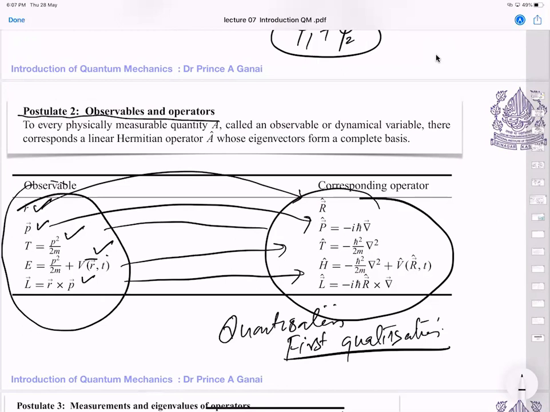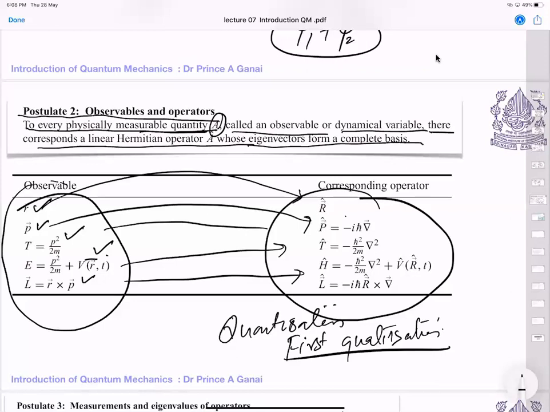And we know how position is represented through an operator, how momentum is represented by an operator. We've already done this in our previous lectures. Then all other physical quantities, being functions of position and momentum, can easily be expressed in terms of operators. So let me read now the second postulate. To every physically measurable quantity A, called an observable or a dynamical variable, there corresponds a linear Hermitian operator whose eigenvectors form a complete set.